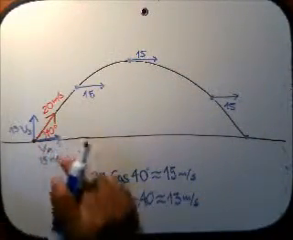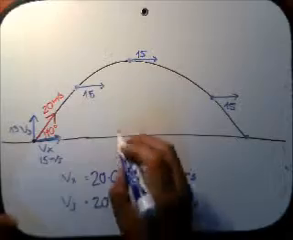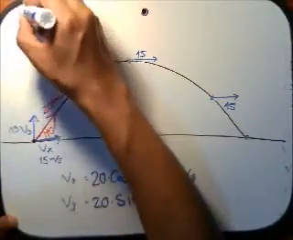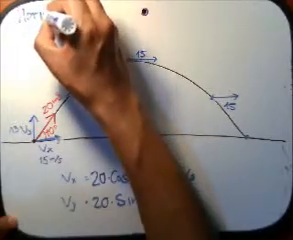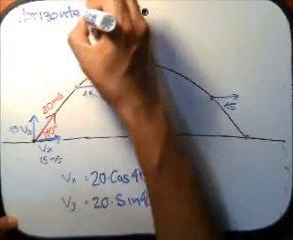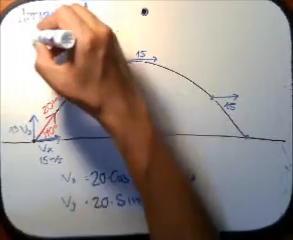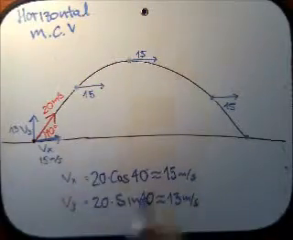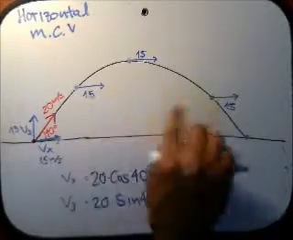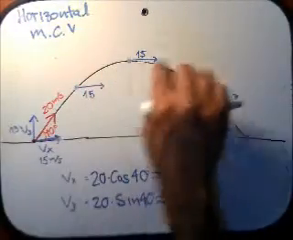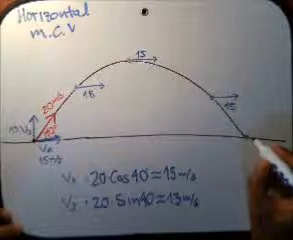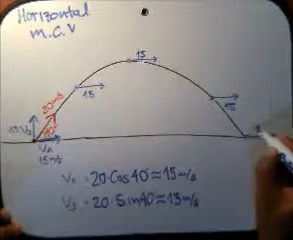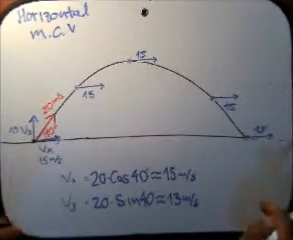Now that means that in the horizontal direction, I'm gonna write it here, we're going to be dealing with motion with constant velocity. And what is that constant velocity? That constant velocity is 15. It doesn't matter where you look at it, even if it's down here, when it hits the ground, it will still have the velocity 15 meters per second.